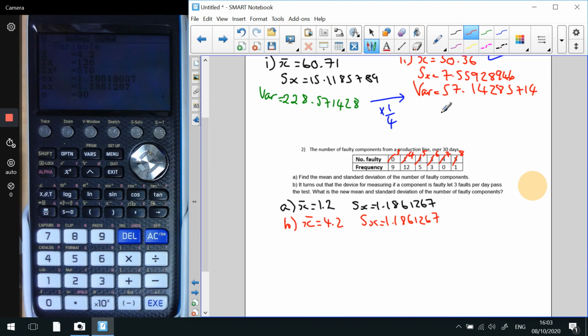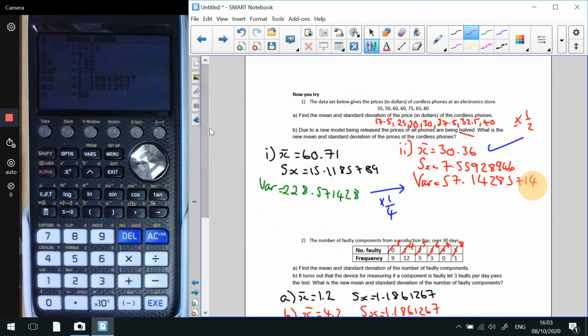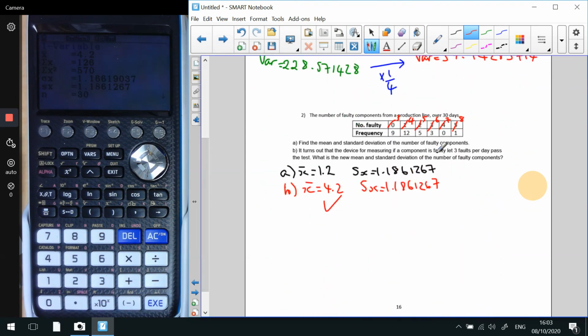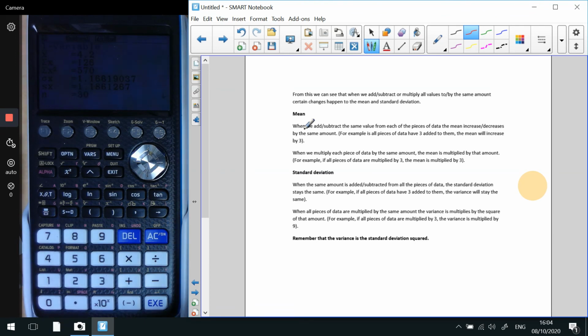And we said that for the standard deviation, when each value increases by the same amount, the standard deviation stays the same, and we have found that indeed the standard deviation has stayed the same here. So that gives us a couple of points which I've explained on the next page. When we are adding or subtracting or multiplying all the values by the same amount, we have certain changes that happen to the mean and standard deviation.